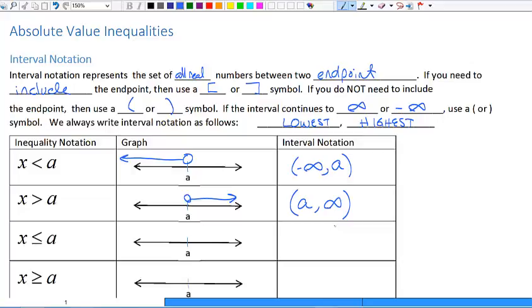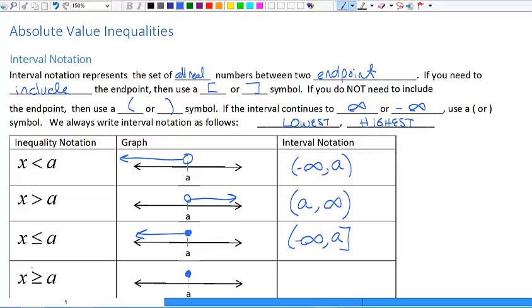On the next one, it says x is less than or equal to a, which means we have a closed circle here, and x is going to the left. So we start from the lowest value, negative infinity, up until the highest value, which is a. In this case, I can use a bracket because I'm allowed to include a, because it's "or equal to."